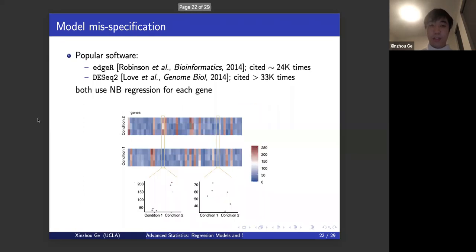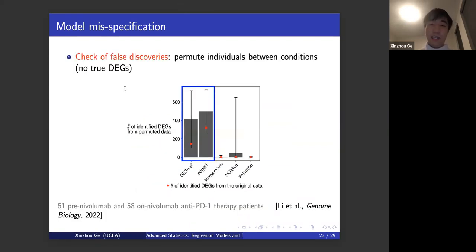And we can use these softwares which use negative binomial regression to do the DE analysis to identify genes that are differentially expressed between the two conditions. However, you would like to do a sanity check to see whether these methods have good performance on that dataset. And we want to check for false discoveries. What we did to check was we permute the dataset.